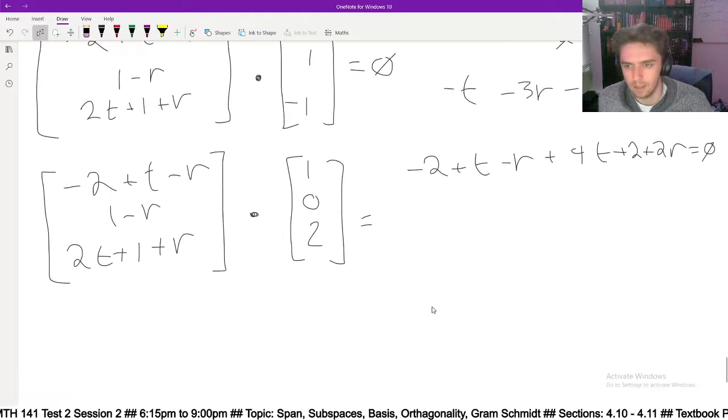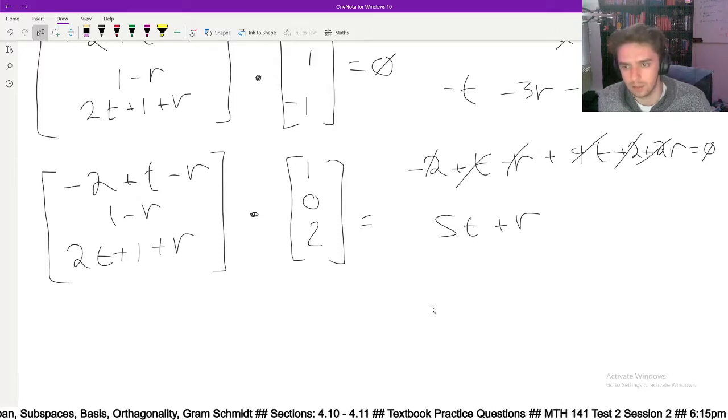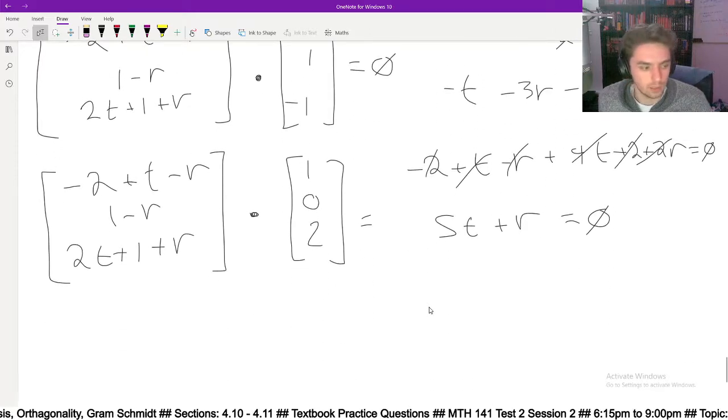Okay. Then here, let's look at the t's. So I have t, 5t, so just 5t. Negative r and 2r, so that's just plus r. Okay, and then the 2's cancel. That equals 0. Well, two equations, two unknowns, we can solve for this, right?